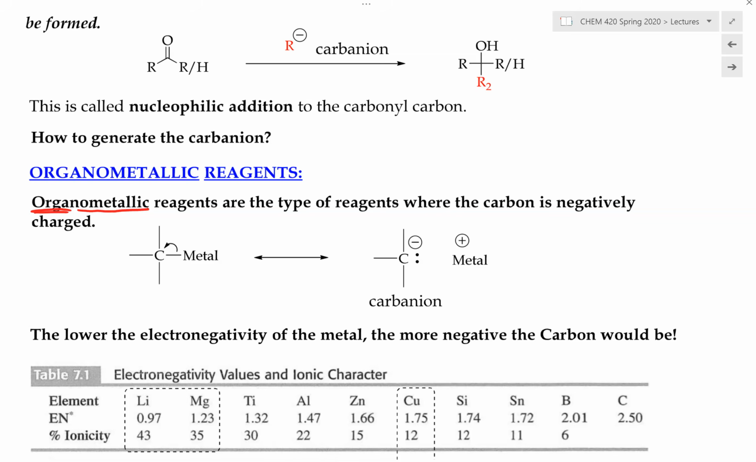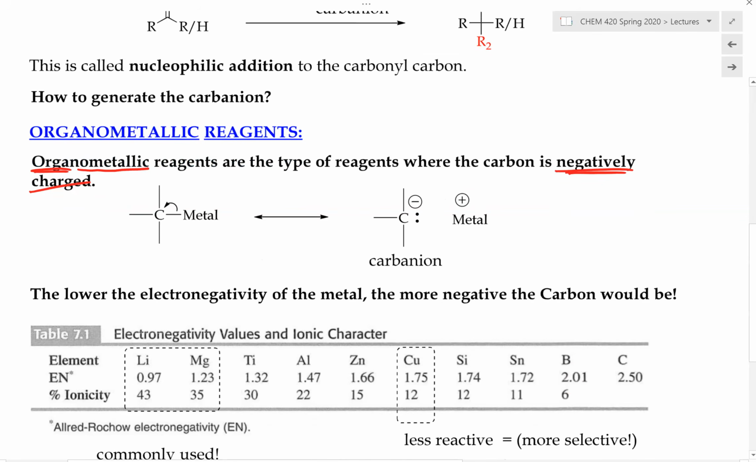In these types of reagents, the carbon is negatively charged. And that is a very, very important concept and something that we need to remember. In this case, the carbon is negatively charged, and therefore the carbon tends to behave as a nucleophile.